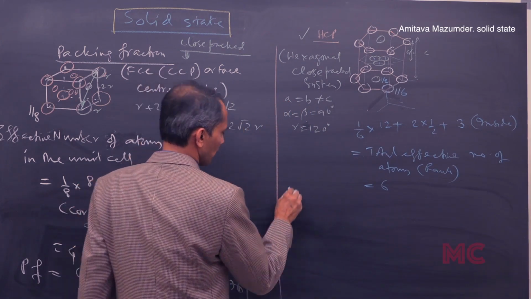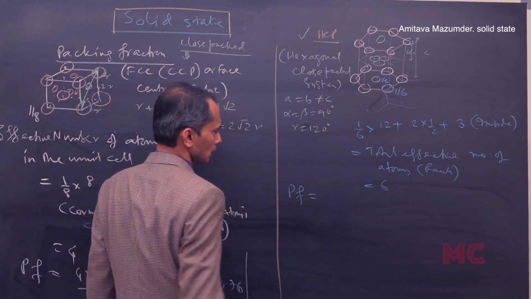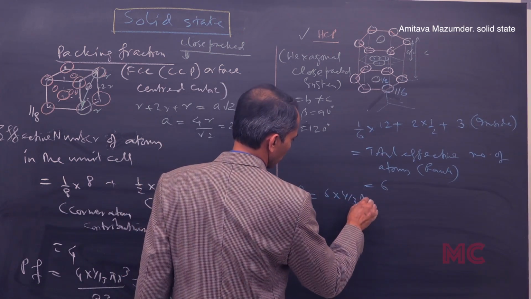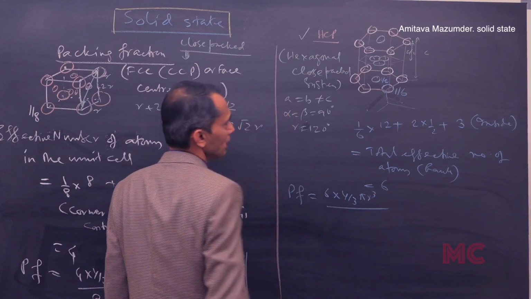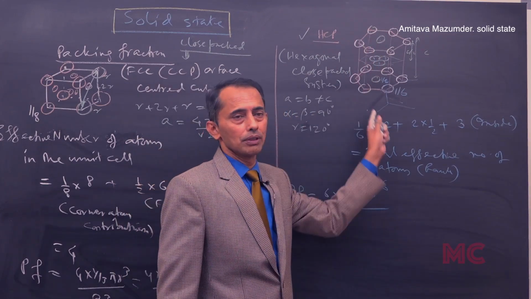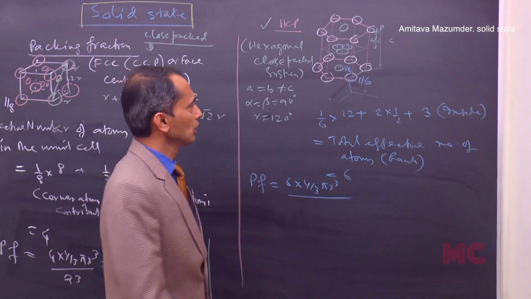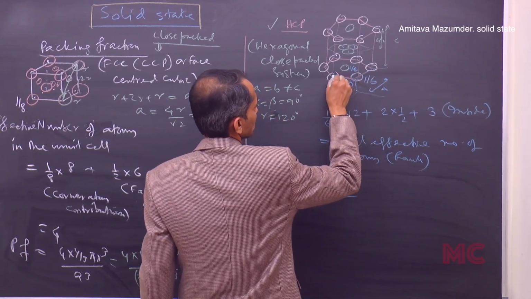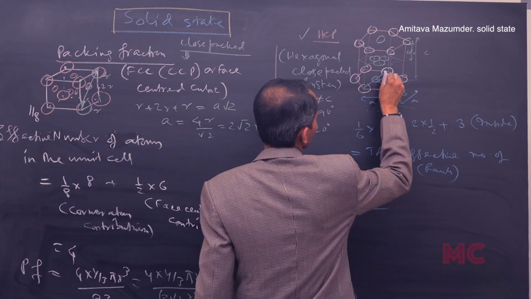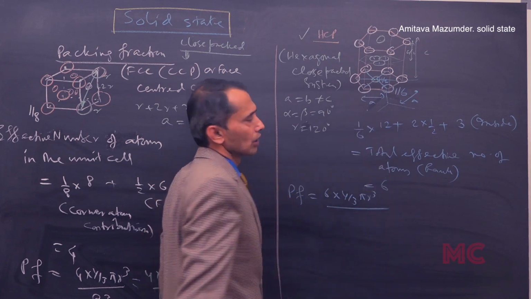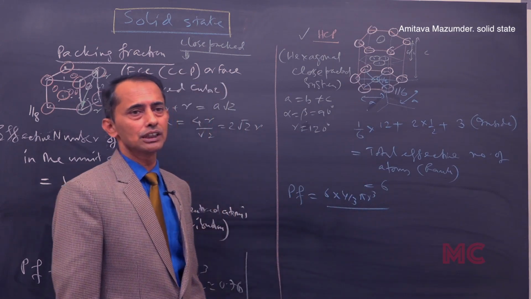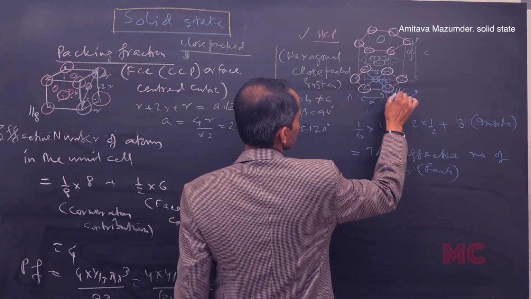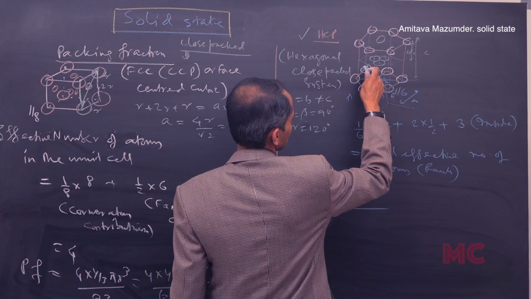Now the packing fraction we can calculate as 6 into the volume of each atom, 4/3 pi r cube, divided by the volume of the whole crystalline structure. This length is a, this length is a. You can think of this hexagonal plane as consisting of 6 equilateral triangles. Let's say O, A, B: 6 AOB triangles are there.